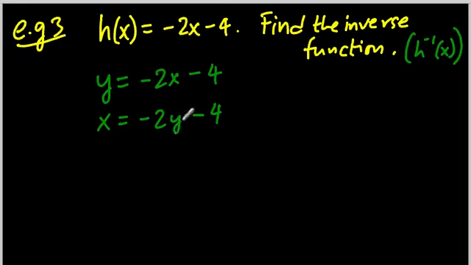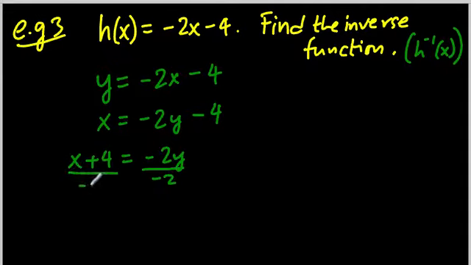Next, we have to solve for y. So what we're going to do is add 4 to both sides because I have to get rid of this constant. So it's going to become x plus 4 is equal to negative 2y. And the final step is I need to just isolate the y, so I have to divide by negative 2 on both sides. So y is equal to x plus 4 divided by negative 2.